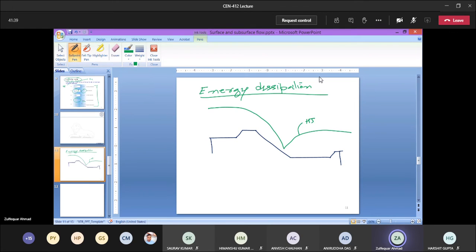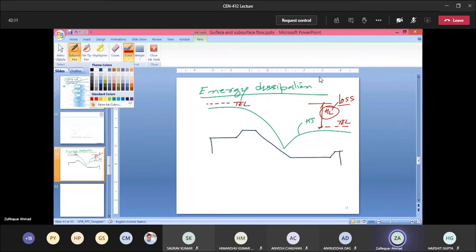Now, in the case of the total energy, you have the total energy line here. And the total energy line in the downstream is this, right? The difference of these two is the loss, right? Now this HL is the loss, and this one we have to dissipate. And if we do not dissipate that one, then the flow will go beyond the structure.